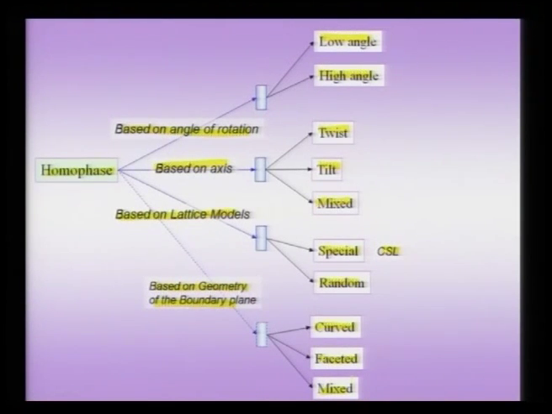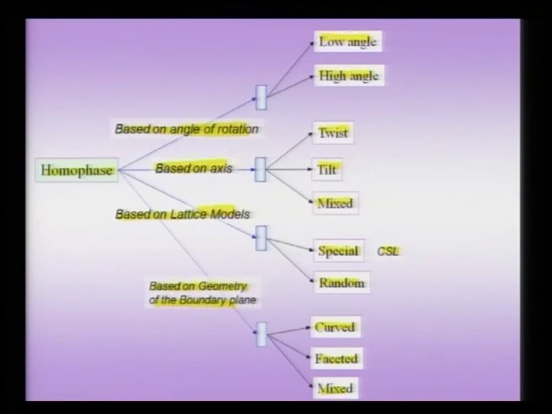various parameters. These parameters can be the angle of rotation, or more precisely the value of the angle of rotation. It can be based on the axis which defines the rotation, or it can be based on the kind of models which are used to describe these boundaries, and these models also imply that, for instance, these special boundaries typically have a low surface energy or interface energy value.